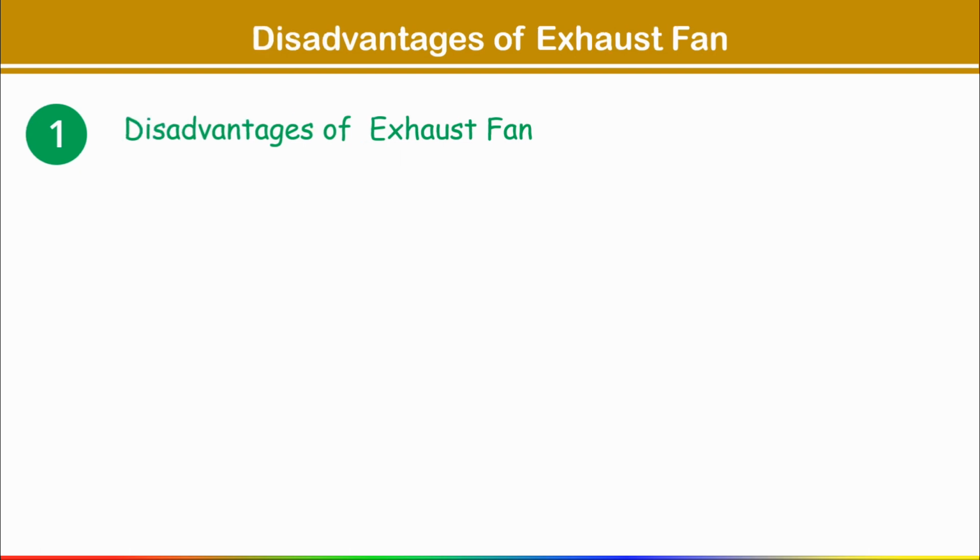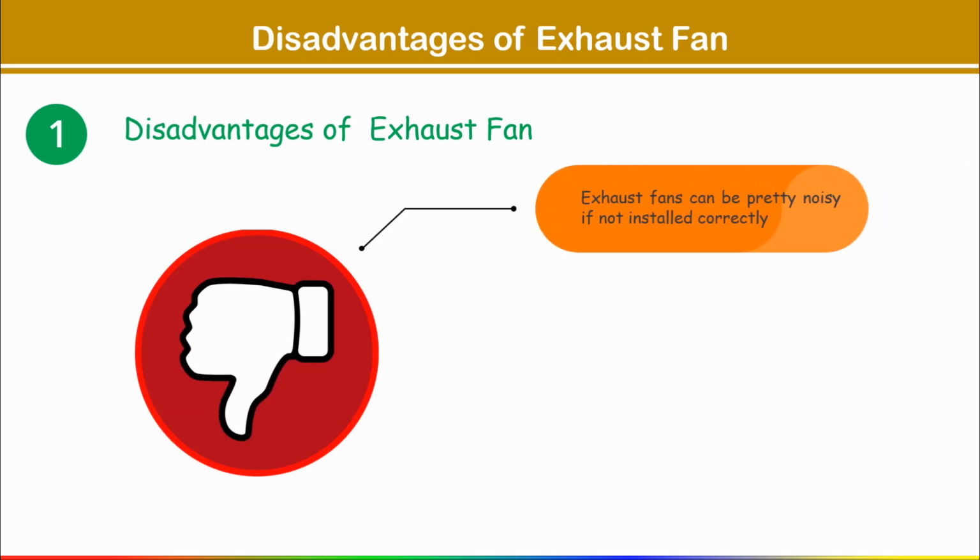Now, what are the disadvantages? There are some limitations of exhaust fans. First, they have written here that exhaust fans can be pretty noisy if not installed correctly. So remember, while installing the exhaust fan, we have to install that fan properly, with whatever type of exhaust fan you are using, because as I told you we have different types, but the installation should be correct.